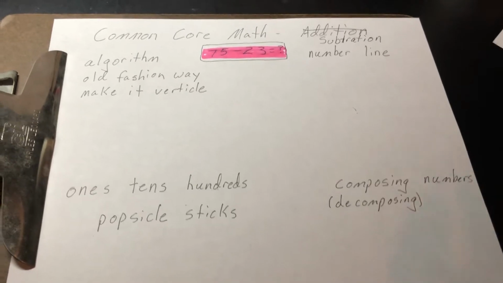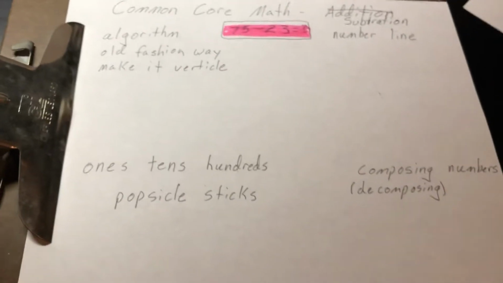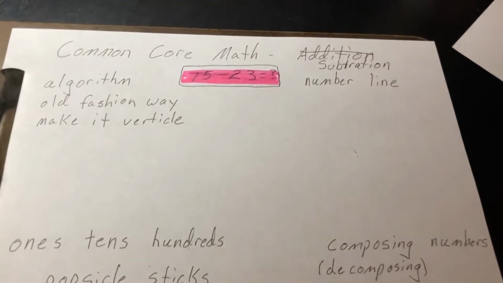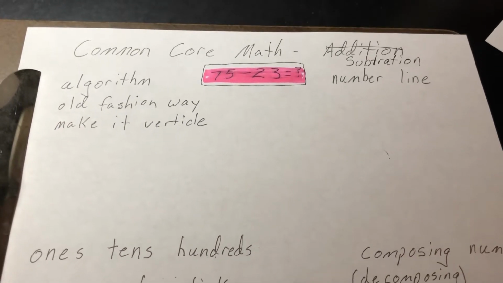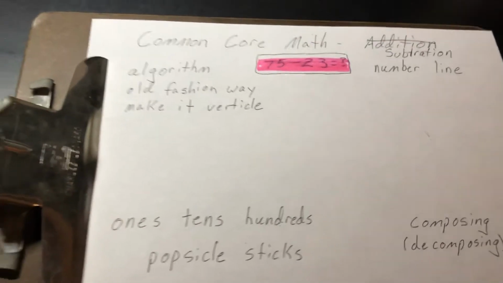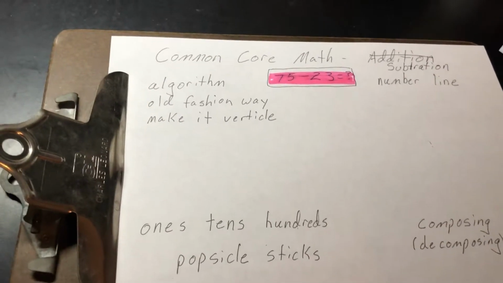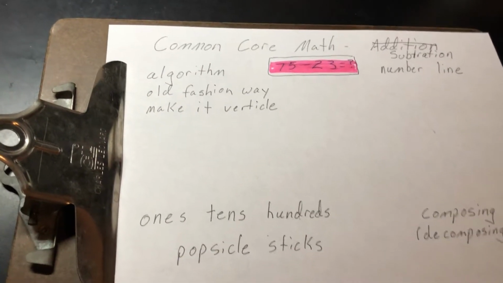All right, I got my special helper with me today. Our special helper is Ben, who is a second grader. Ben, can you show us how to do 75 minus 23? And let's start out with the algorithm, which sometimes we call the old-fashioned way or the make it vertical way.